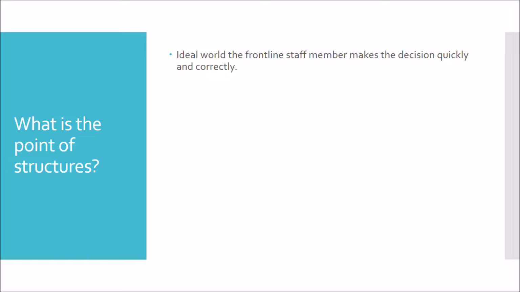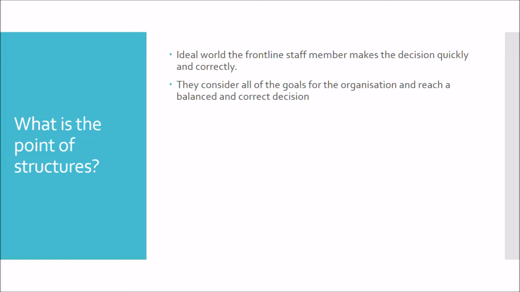In an ideal world, our frontline staff member is going to make the decision quickly and they're going to make it correctly. They're going to consider all of the goals for the organisation: finance, HR, marketing, sales, production, all of those factors, and they're going to reach a balanced and correct decision, almost as if they were the CEO, and that CEO as well had all knowledge for the organisation.